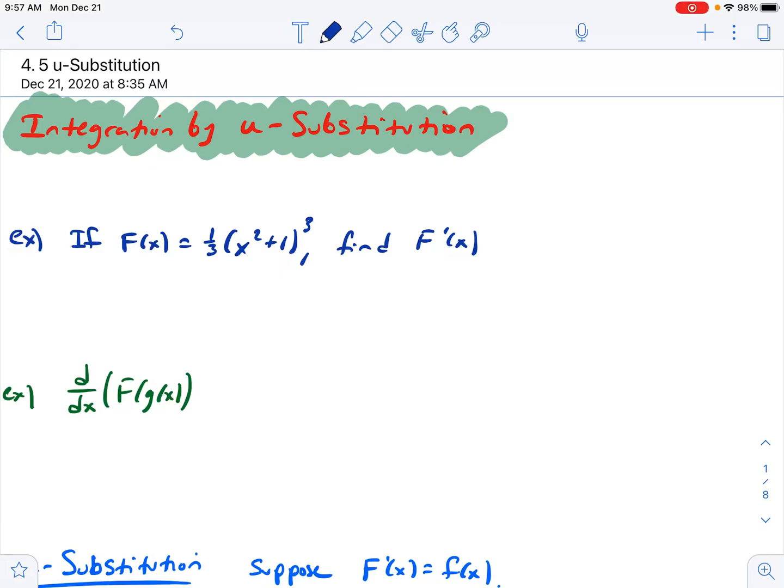Welcome everybody to section 4.5, integration by substitution, or what I like to call u-Substitution. So to get into it, let's take a couple of derivatives using the chain rule.